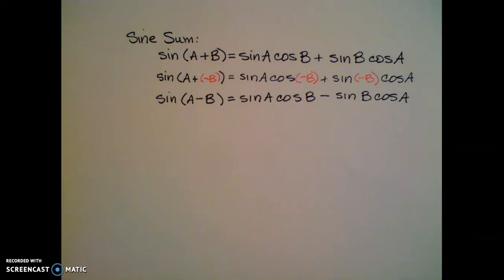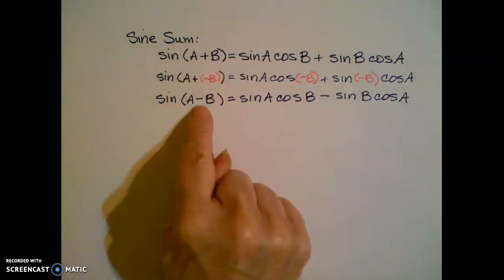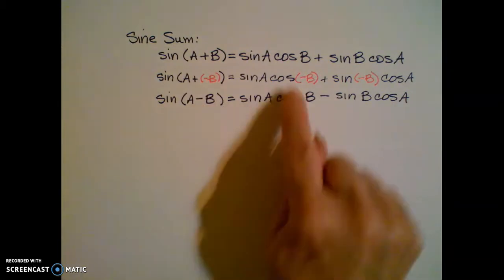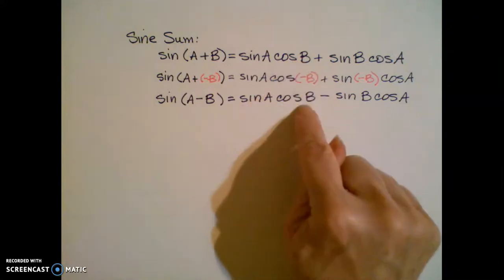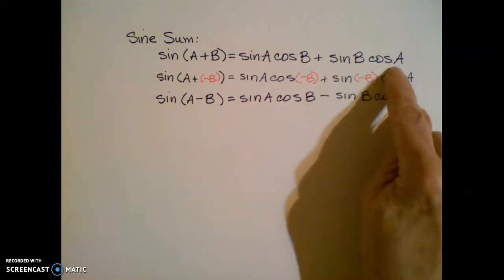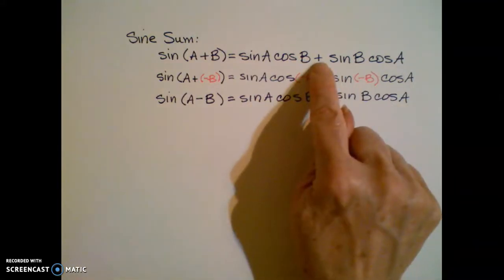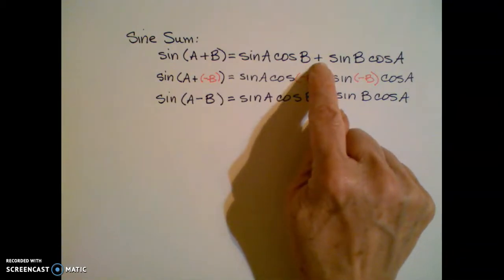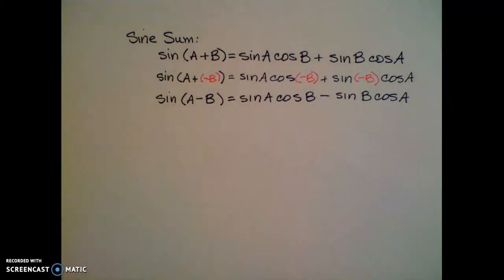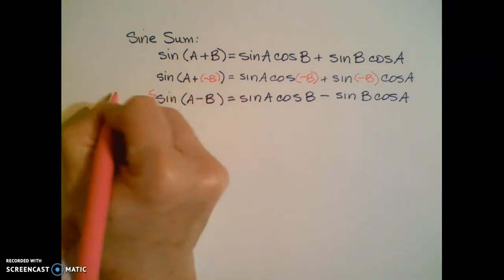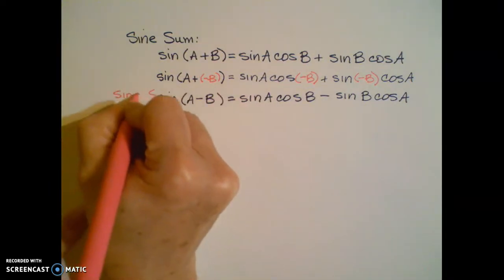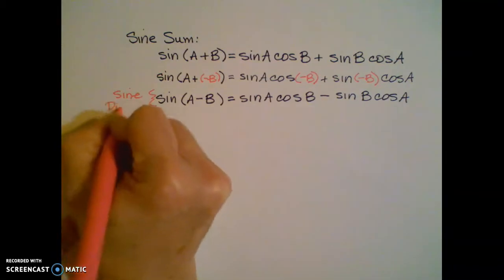So notice what change that made. Whenever we change our sum into a difference, note that we have still the same sine A, the same cosine B. Here the sine B cosine A is the same, but what changes is this plus becomes a minus. And this represents, in this last line, our sine difference formula.